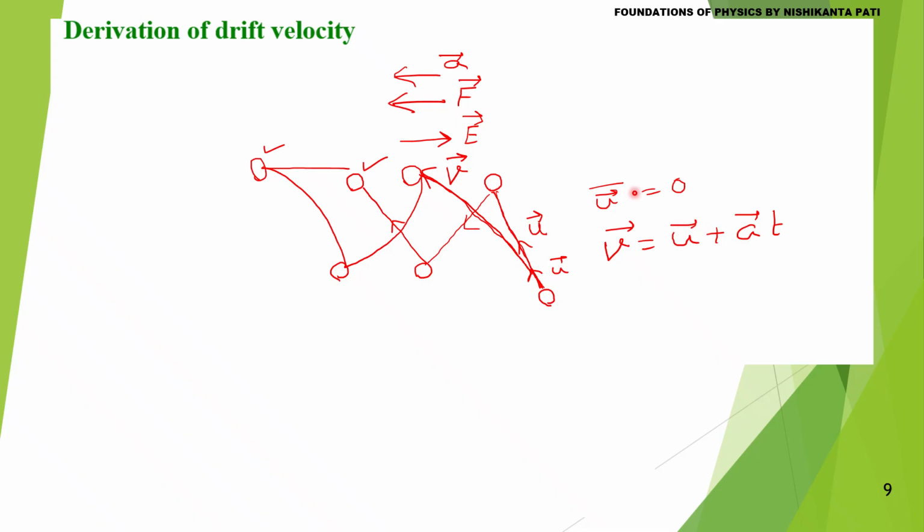So u vector average was 0 before field. In the presence of field also, u vector average is 0. In the presence of electric field, v vector average is called drift velocity. And the drift velocity of the free electrons is opposite to electric field. Let us derive the expression for the drift velocity.